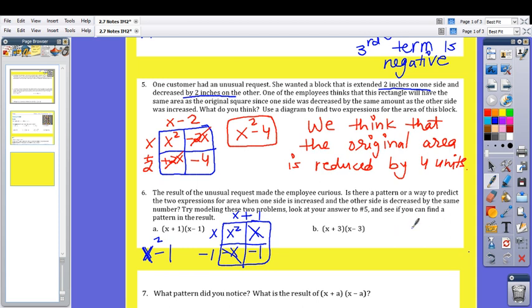And then if we do this one, then x plus 3 times x take away 3, so x times x is x squared, and then take away 3x, and this will be 3 times 3 is 9, but negative, so negative 9. They both cancel out. So, it's x squared, and then take away 9.